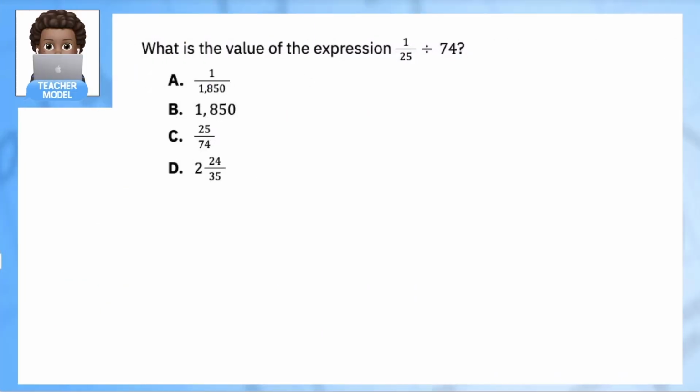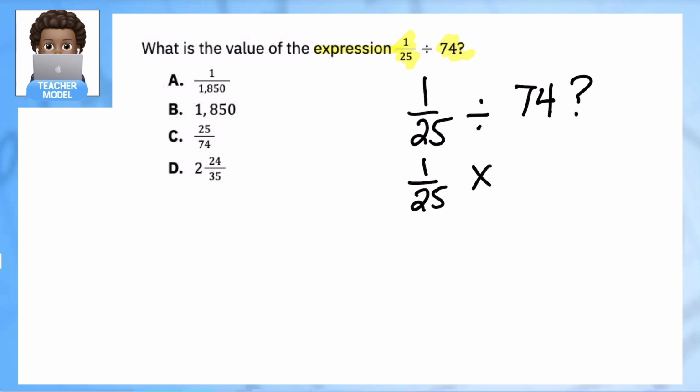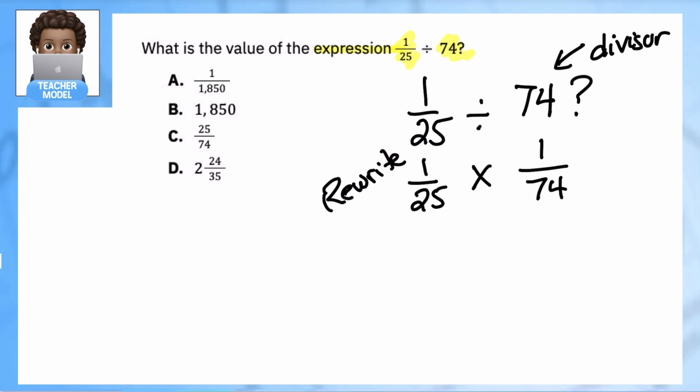And this one's a monster. I'm not going to say this is an easy problem. What is the value of the expression 1/25 divided by 74? So I'm going to rewrite this as 1/25 times, because that's what we had to do, rewrite it, and now we're going to times it by the reciprocal 1 over 74. You may want it to have flipped that first fraction, but you're only flipping your divisor. That's kind of like our area model.